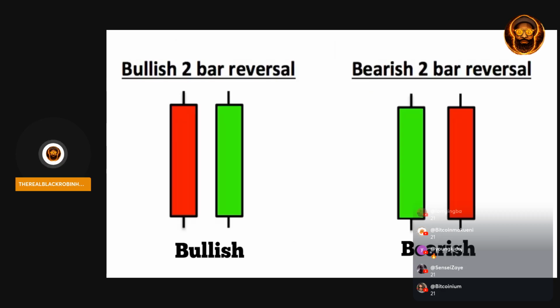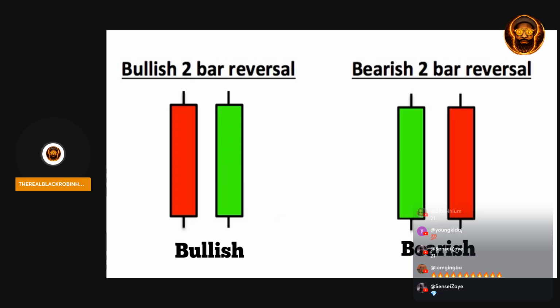Then we have 2-bar reversals. So 2-bar reversals, bullish, right? There's a bullish 2-bar reversal. If you get a candle that opens at the top and closes at the bottom, then the next candle opens at the bottom and closes at the same top that the previous candle opened at, then it's a reversal. It's a 2-bar reversal, right?